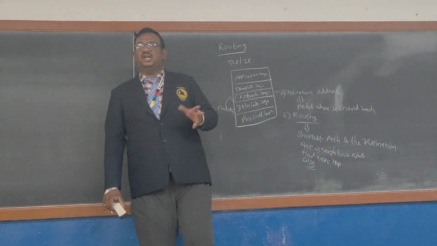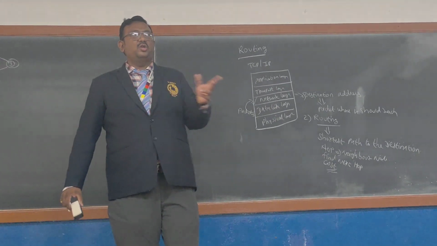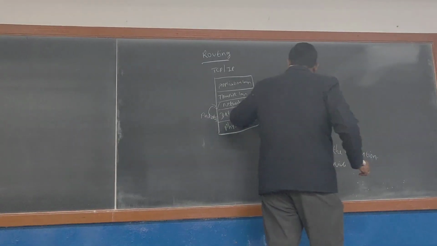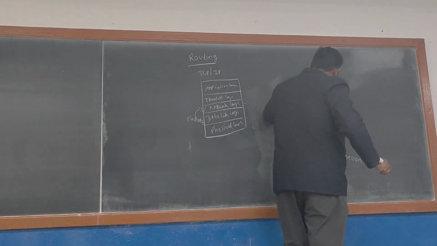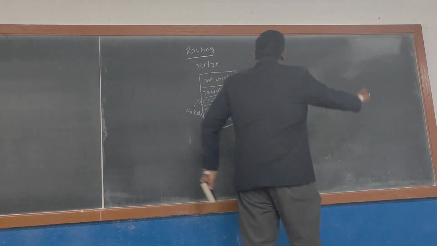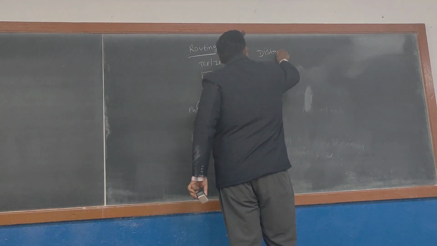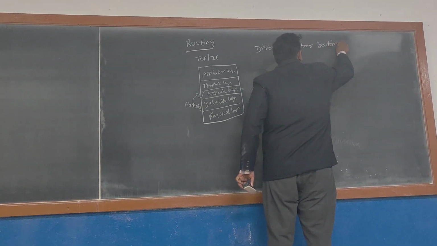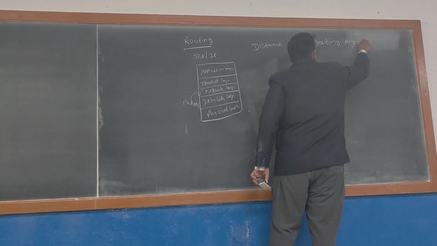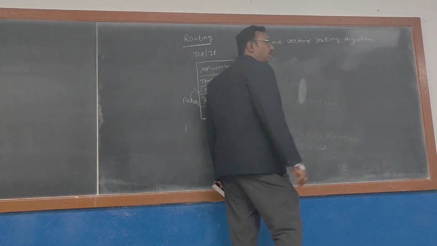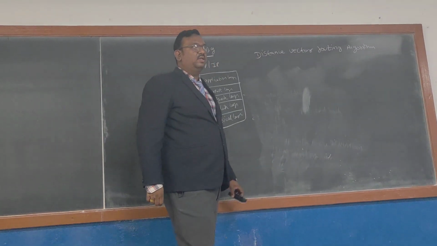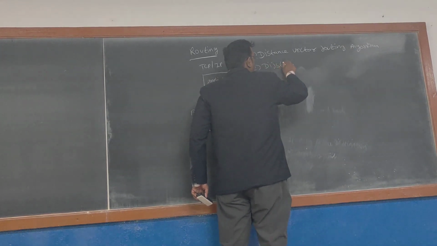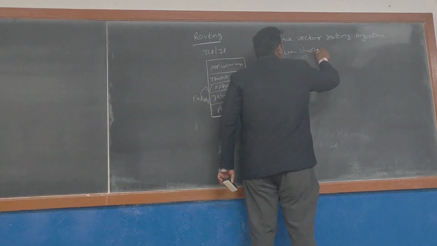Now, to find the shortest path in a network, we mainly have two algorithms. One is the distance vector routing algorithm. This is one algorithm which is able to find the shortest path to the destination. This is the first algorithm. The second one is the shortest path algorithm.